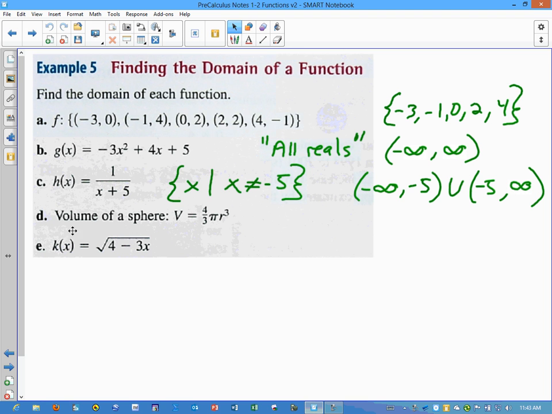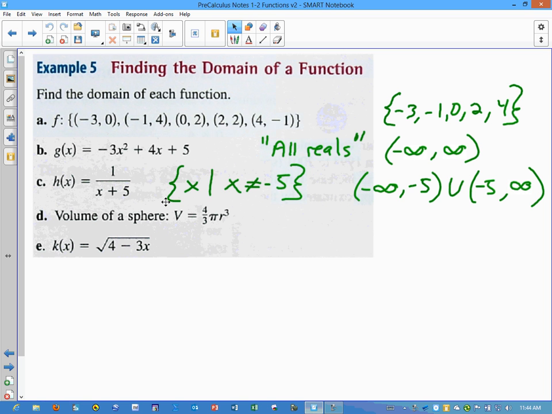All right, next one is the volume of a sphere, V equals 4/3 pi r cubed. Now the r is going to be our input and the V is going to be our output. So the domain is going to be dealing with the r. Now you might be tempted to look at this and say, well, that's just a polynomial, so it's going to be all real numbers. However, you do have to be careful when your variable has a physical meaning to it or has a geometric interpretation. Here, r represents the radius of this sphere.